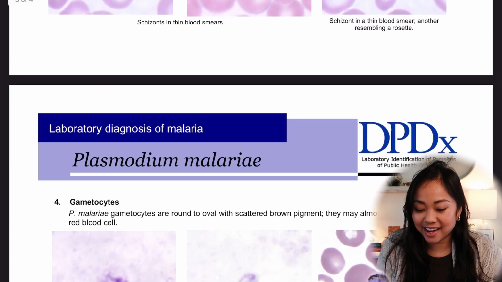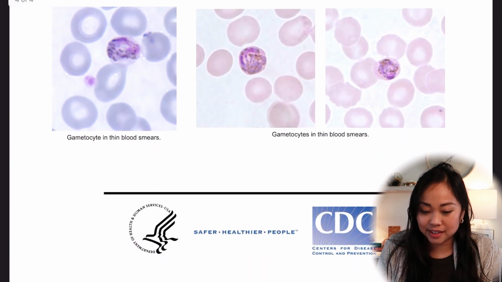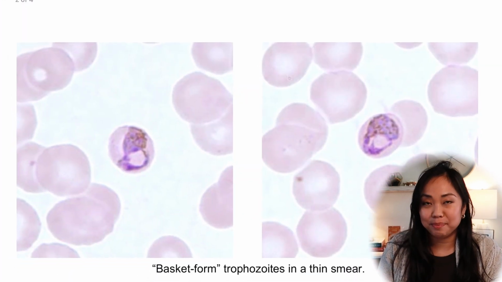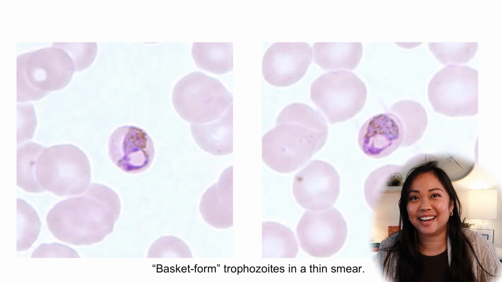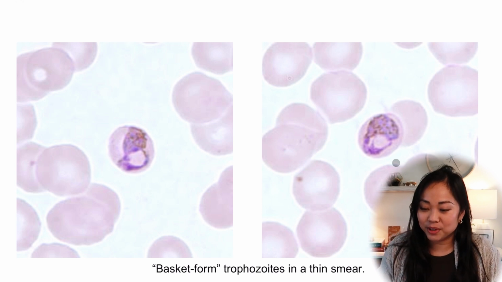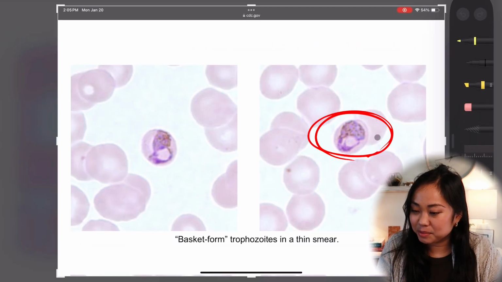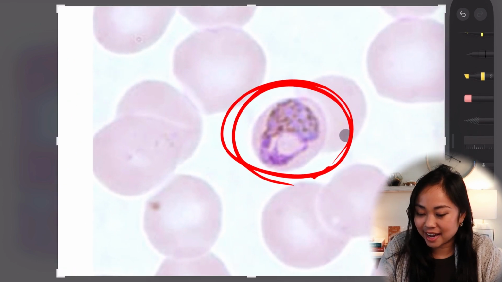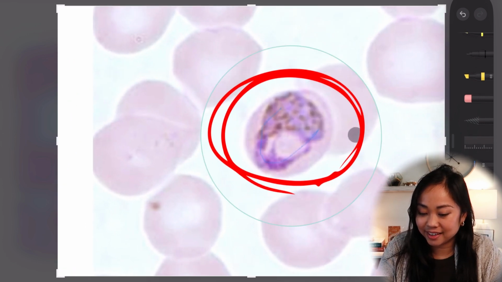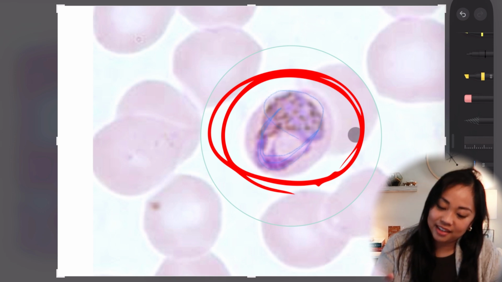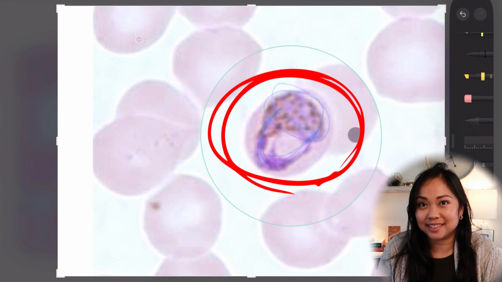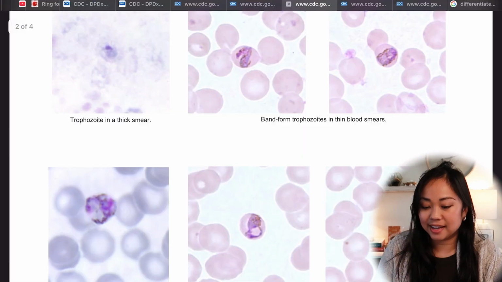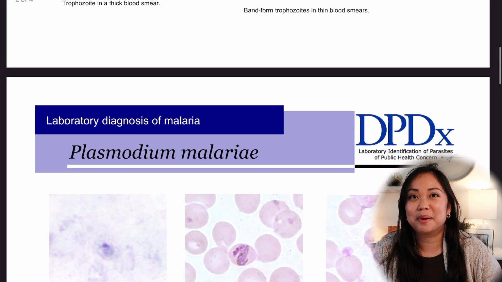But malariae has a form that I want to mention because it shows up in exams, and it's called the basket form. Bear with me, it doesn't look like an exact basket, but if you turn this over... Okay, I'm just going to mark it. So this is the handle, and this is the bag. If you turn it over, it looks like a basket. So it has a basket-form trophozoite, and it's unique to Plasmodium malariae.